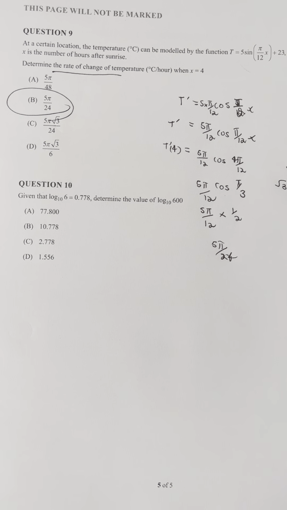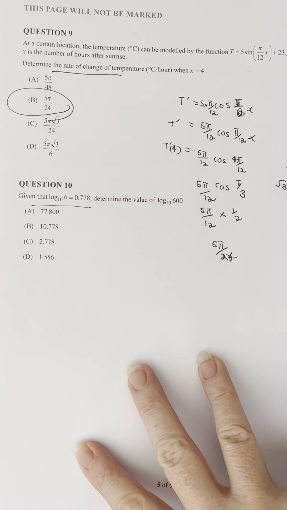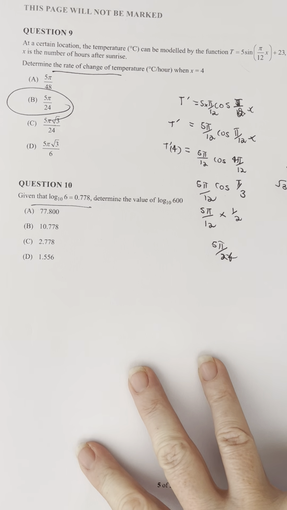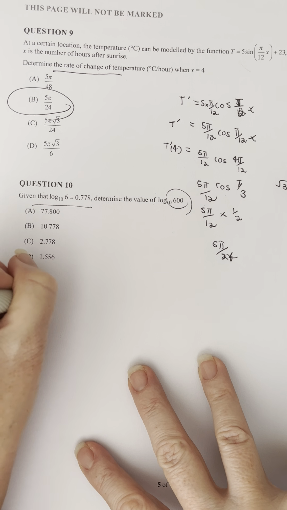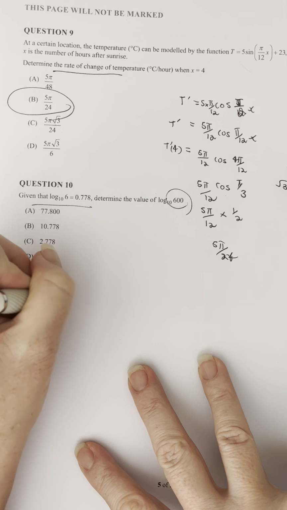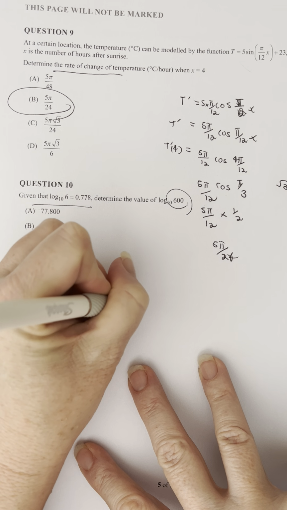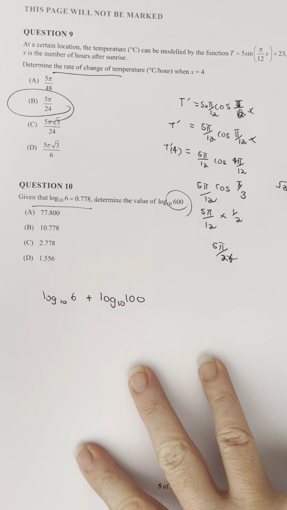Question 10. Nice little log question. I love that it has a little bit of a twist there in terms of what you're calculating. So we're told log 10/6 is 0.778. Then we're told we want to find out log 10/600, and obviously don't have our calculators. We're going to have to use that information to see what we can work out. Straight away, I've got a 600, so I know that I'm going to split that and say log 10/6 plus log 10/100 would give me the log 10/600, because 6 times 100 would give me the 600.